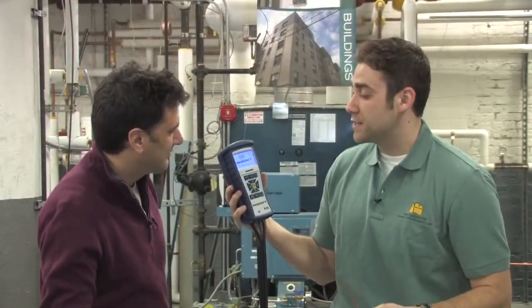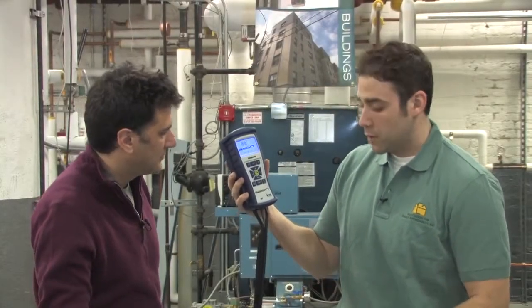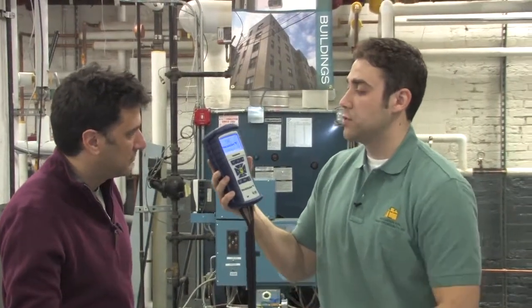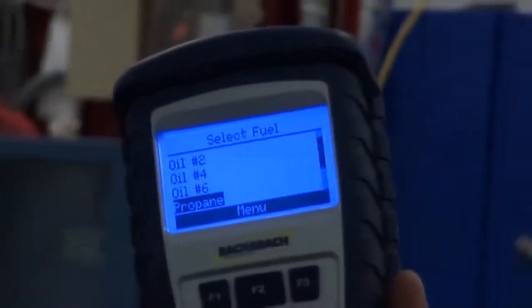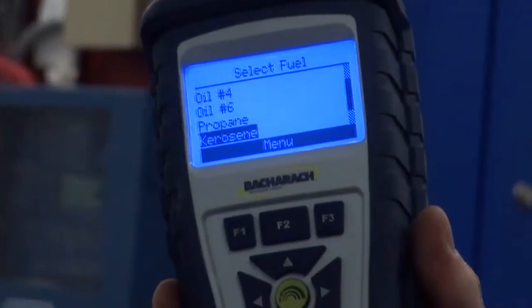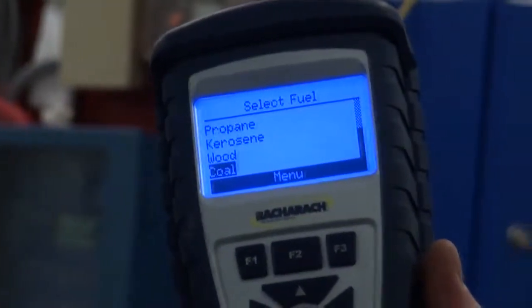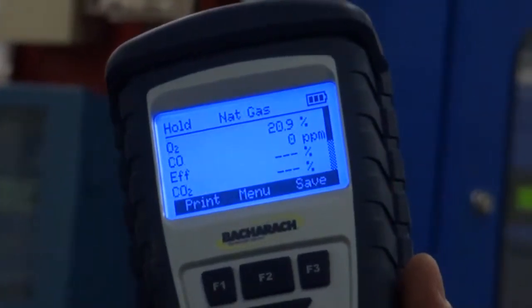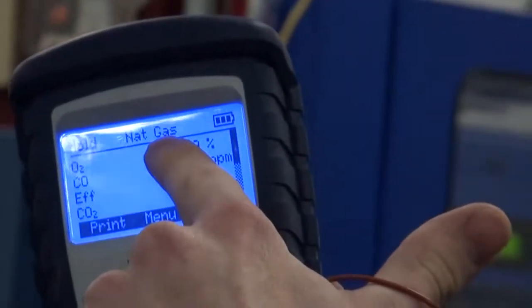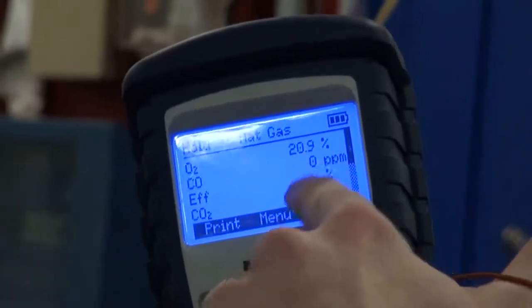So after the 60 seconds are up, we will be presented with a menu to be able to select our fuel type. We can test a unit that's natural gas burning, or number 2 oil, number 4, number 6, propane, kerosene. For today's demonstration, we are going to do testing natural gas. So we're going to select natural gas fuel, and at the top of the screen, it says that we have natural gas selected. It imports the correct algorithm to get the correct efficiency readings out of it.